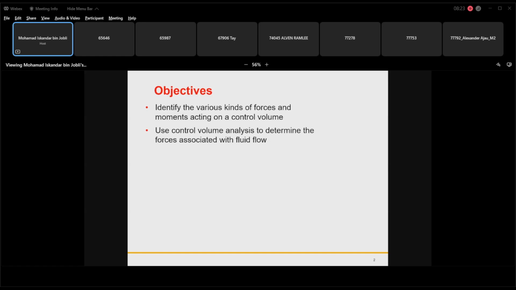Right, we're going to be studying the various kinds of forces acting on control volume, just the forces acting on control volume to be exact, right? And then we shall use the control volume analysis to determine forces associated with the fluid flow. Okay, this is simple, right? We shall identify the forces on the control volume, and then we use control volume to determine the forces acting for the flowing fluid. All right, so that's it.